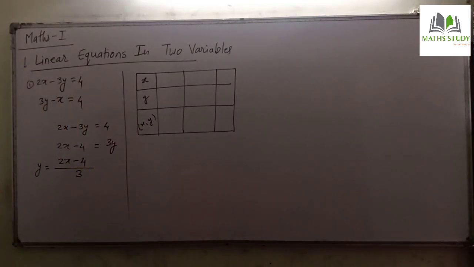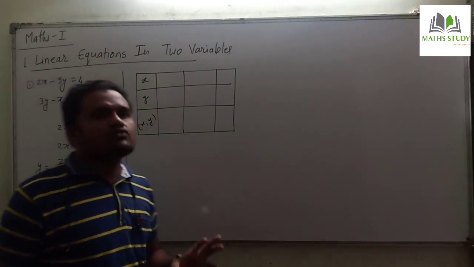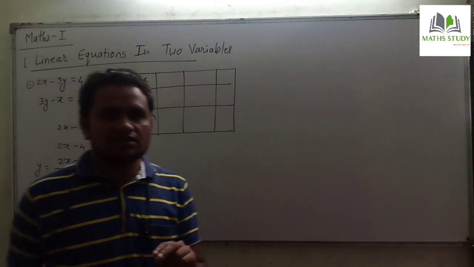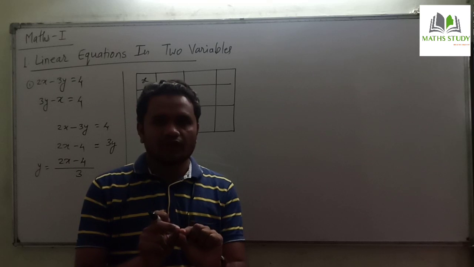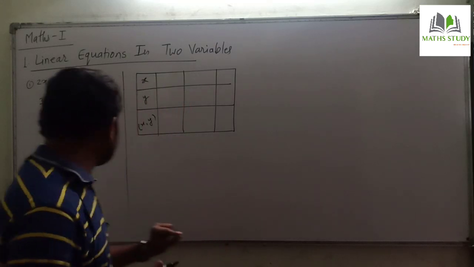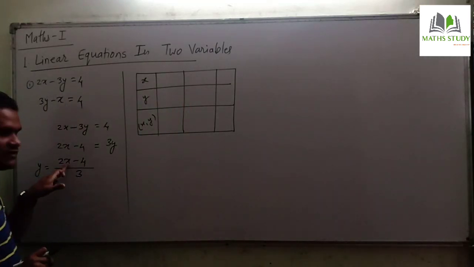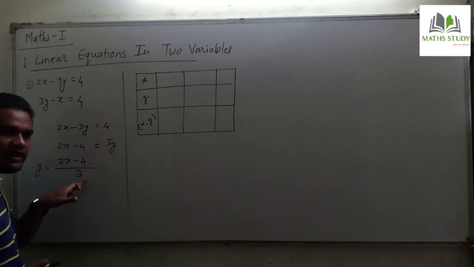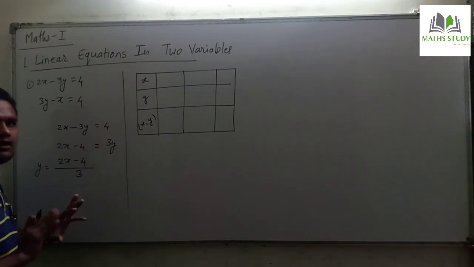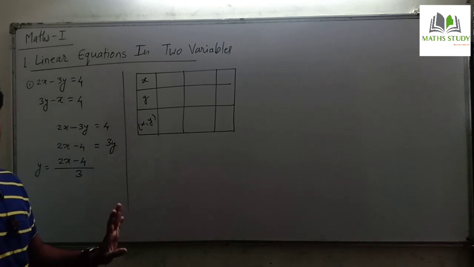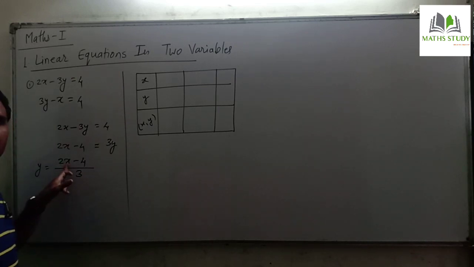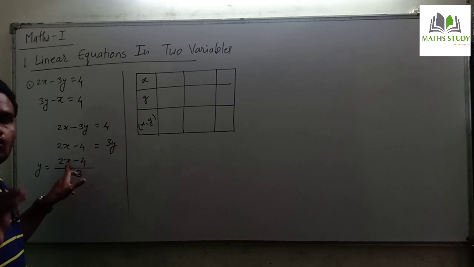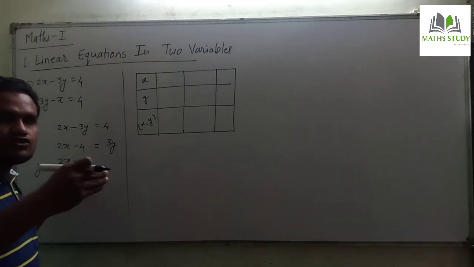So I advise the students to check the numbers. Simply try to put 0. For example, I will put here 0. 2 zeros are 0. 0 minus 4, minus 4. Minus 4 by 3. Can you divide minus 4 by 3? No. So let 0 be as it is. Okay. 1, as we have already checked, 1 is not of use. So 0 is over, 1 is also of no use.